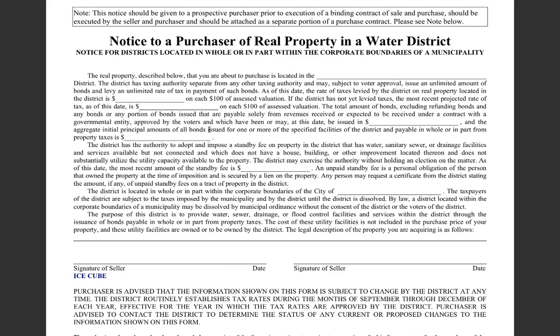So in this notice to purchaser of real property in a water district, I left this blank because we don't have to fill this out right now. But if the property is located in a water district, in a utility district, then you would see this addendum here. If you're buying the property within the city, for example within Harris County, and you're buying closer to the city, then most of the time you're not going to have a water district.